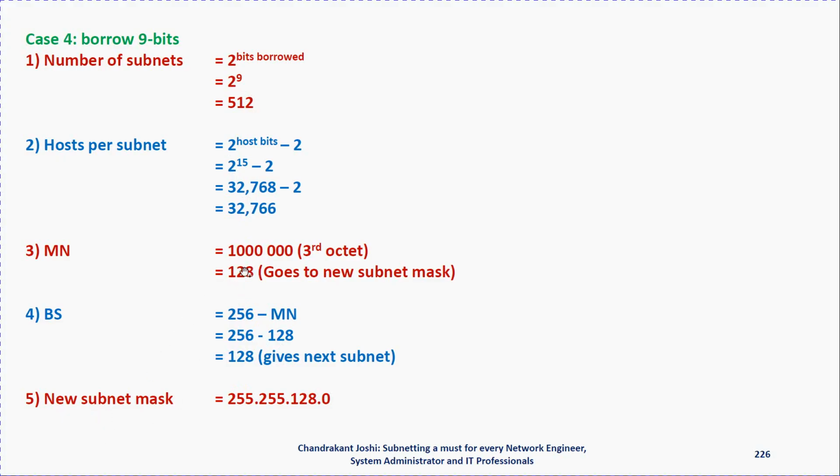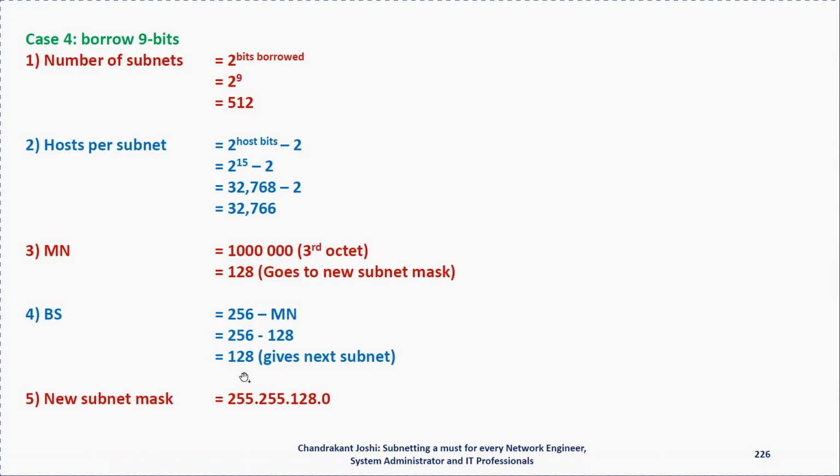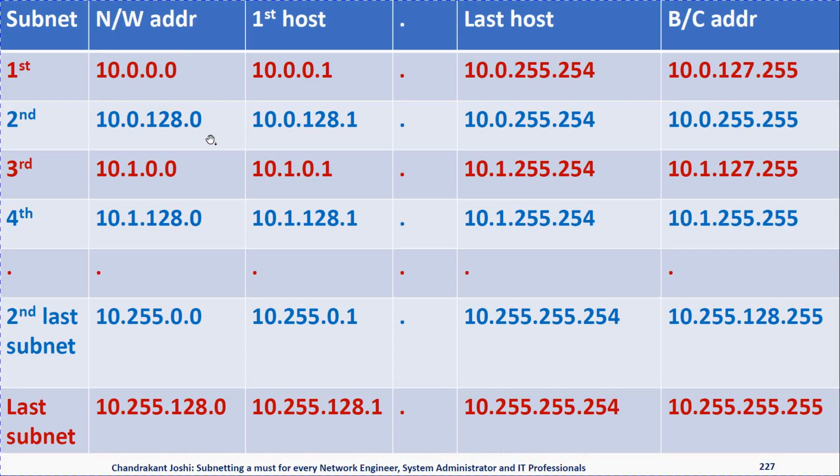So this magic number goes over here in the third octet because we are playing in the third octet now. So third octet 0.0. Now third octet incremental value is this block size. So 128.0. Now after this it will become 10.1.0.0, then 10.1.128.0. So 0 series has got 2 subnets, 1 series has got 2 subnets, likewise 2 series will have 2 subnets, 3 series will have 2 subnets.